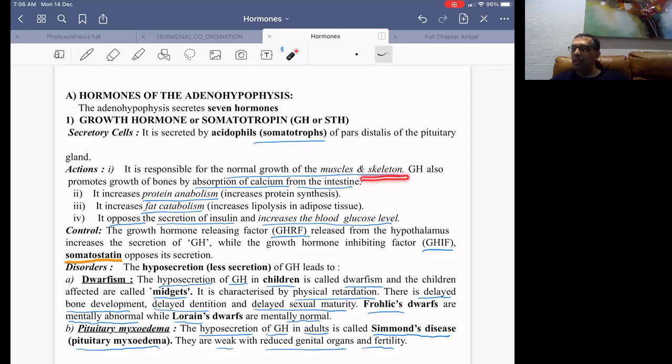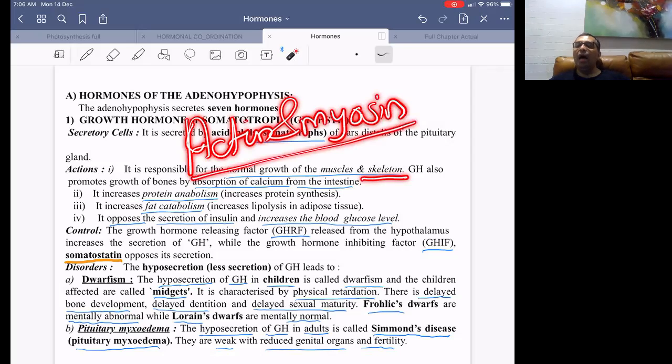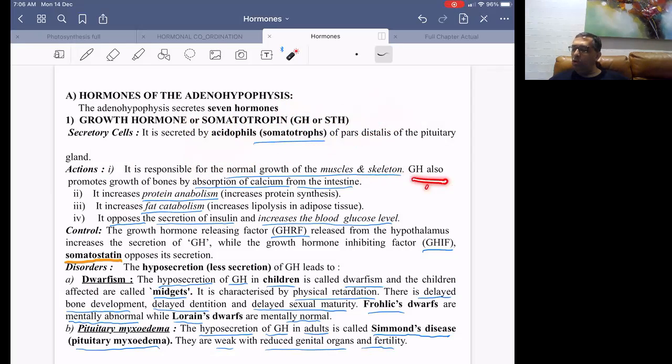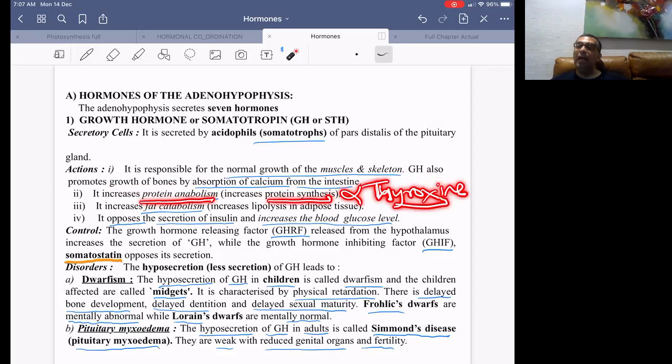Growth hormone helps in the production of actin and myosin. And actin and myosin increase your muscle protein size, your muscles grow in size. And growth hormone also promotes growth of bones by absorption of calcium from the intestine. Growth hormone absorbs calcium from the intestine and deposits the calcium in the bones and helps bones to become longer and stronger. Growth hormone increases protein anabolism. Protein synthesis is done. So if you remember, this function was also done by thyroxine. Thyroxine helps in protein synthesis. Growth hormone also helps in protein synthesis. So protein anabolism takes place.